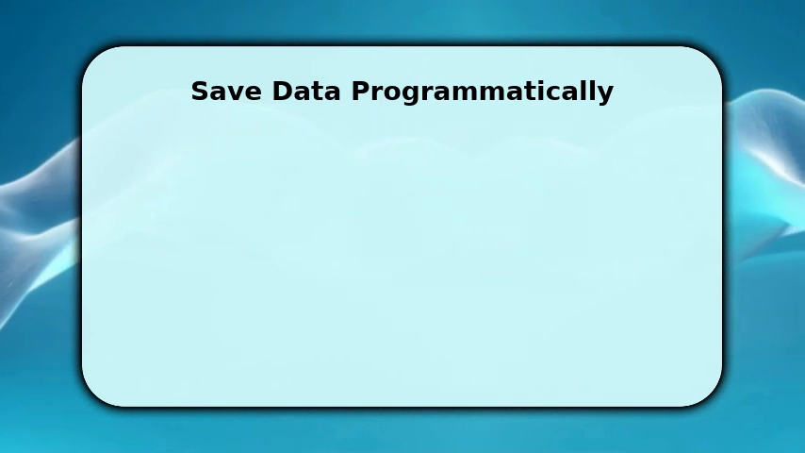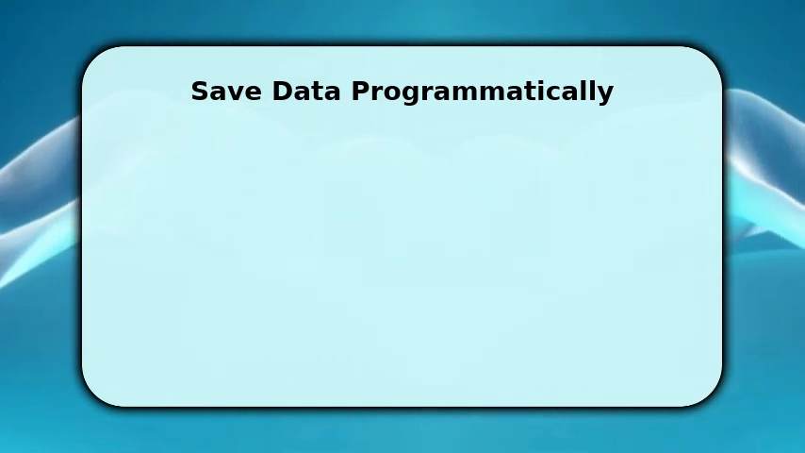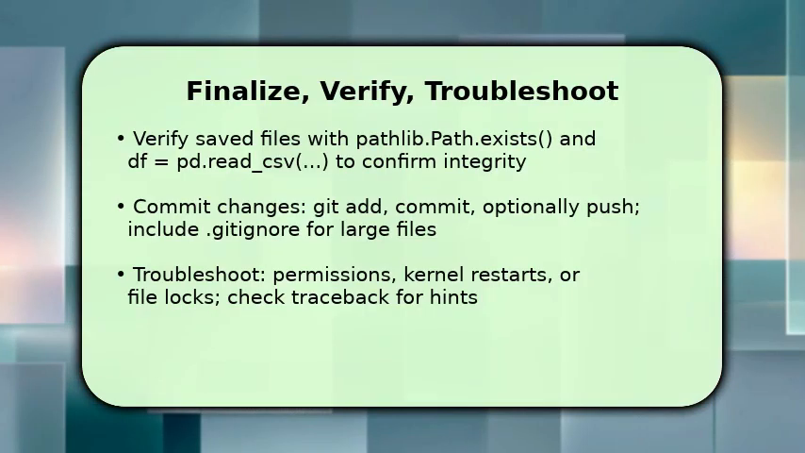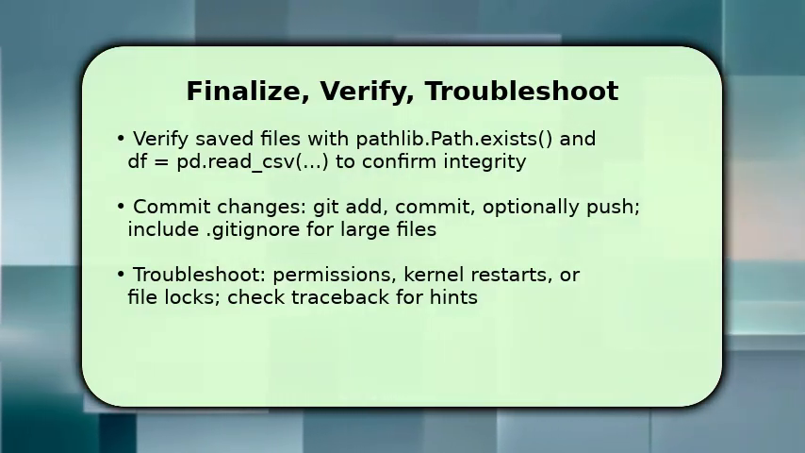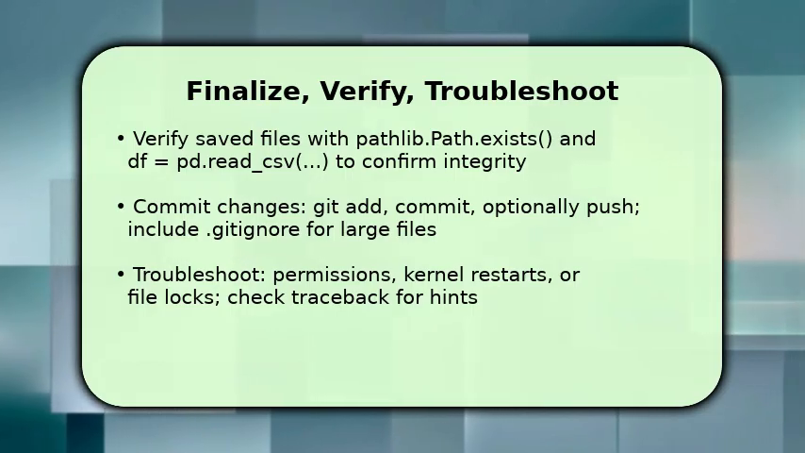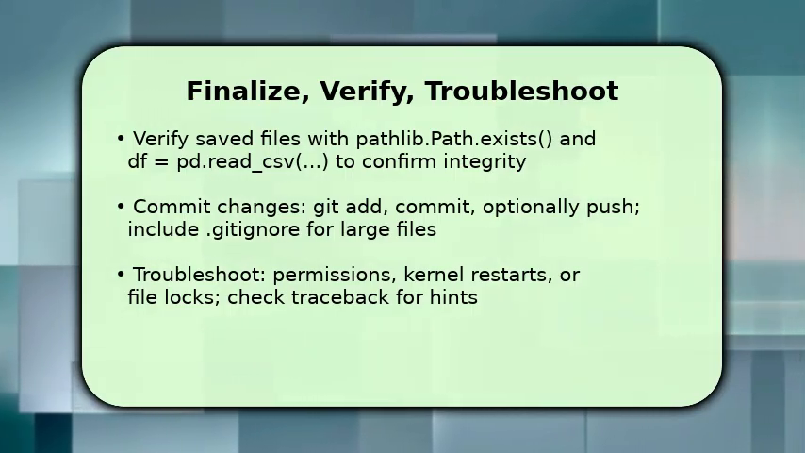Finish by validating saved outputs. Read them back into a fresh cell and compare shapes or hashes to the originals, ensuring integrity. Then, commit source code and small data to version control. For large binary files, use DVC or Git LFS.